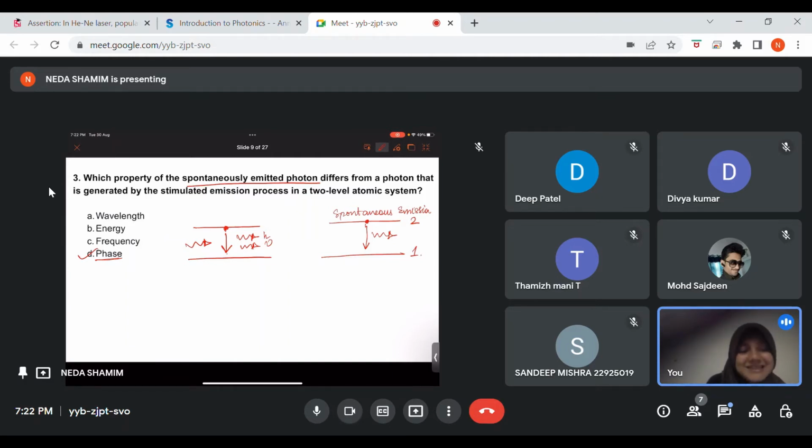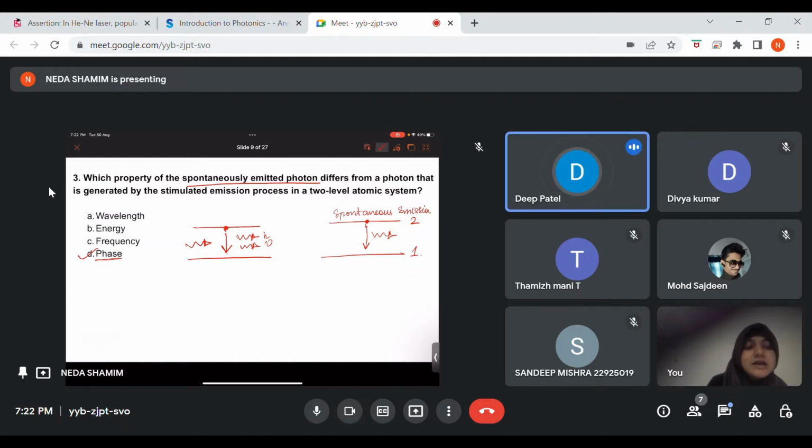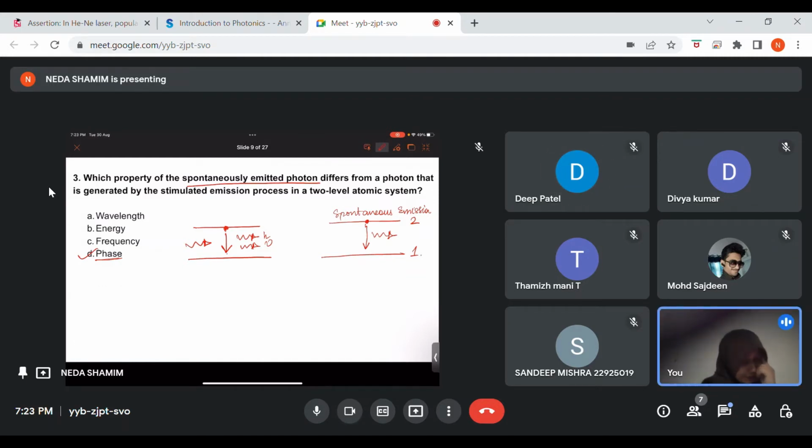Now, what can this lead to in an optical amplifier? If in an optical amplifier I have both spontaneous emission and stimulated emission, then what can this lead to? Can someone tell me the answer? Noise. Yes, this can lead to noise because now we have two photons of different phase.